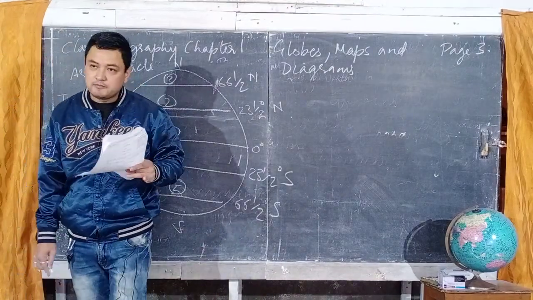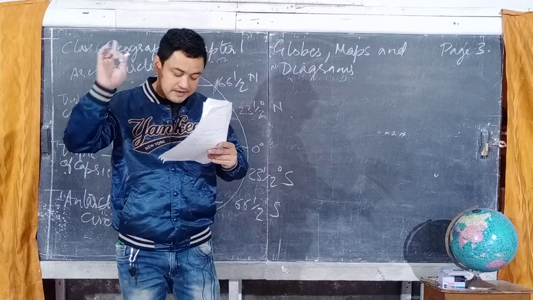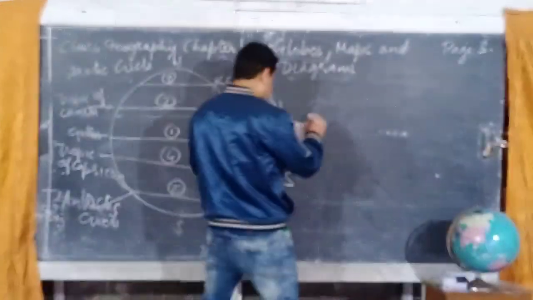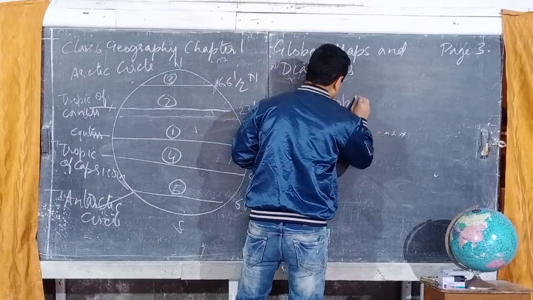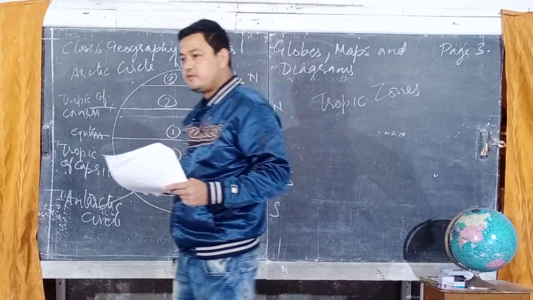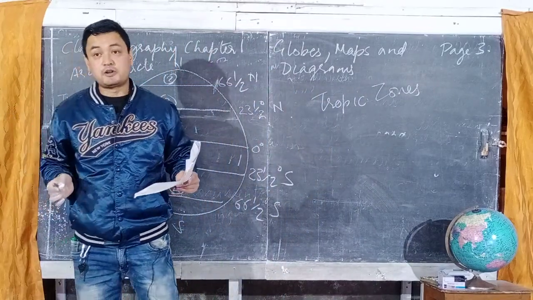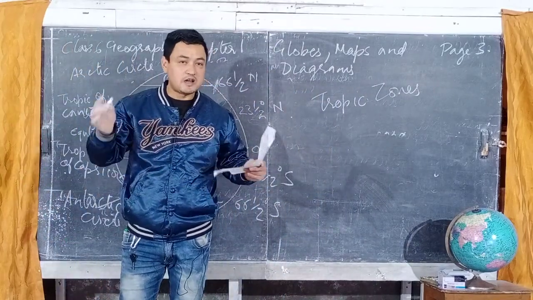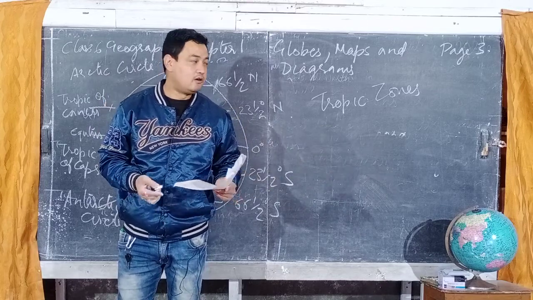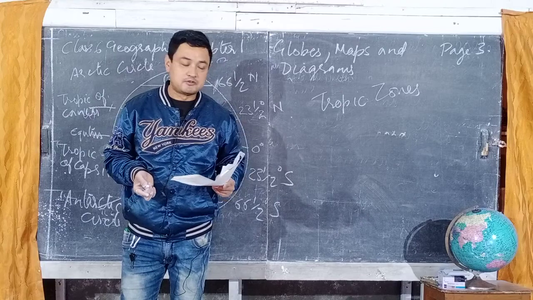Apart from these latitudes, our Earth is divided into torrid zones. It is also divided into tropic zones. It is not even written in a book, but it is important for me to make you understand, because when we are studying geography, you have to know this. In the coming chapters, you have to learn about this.